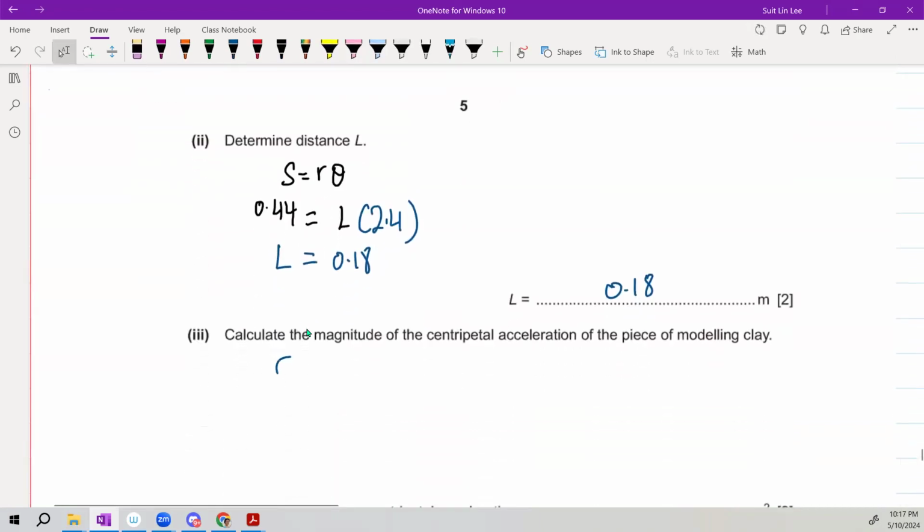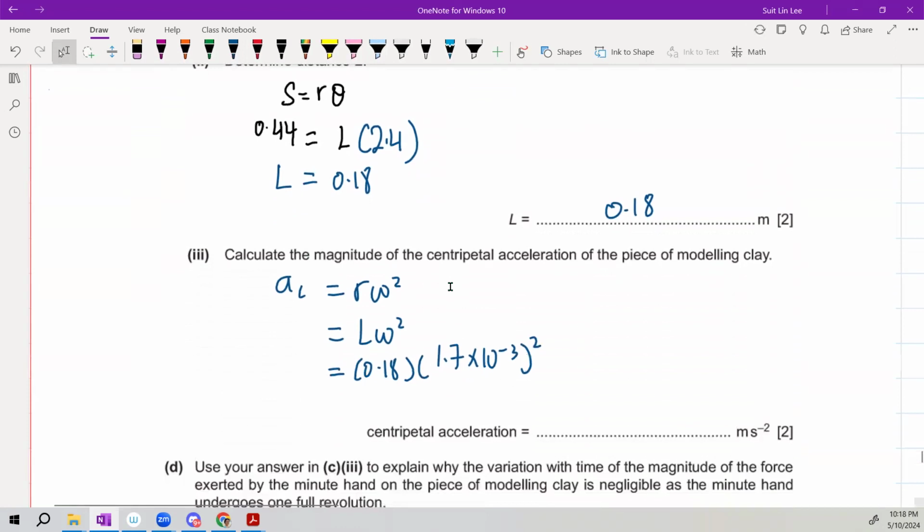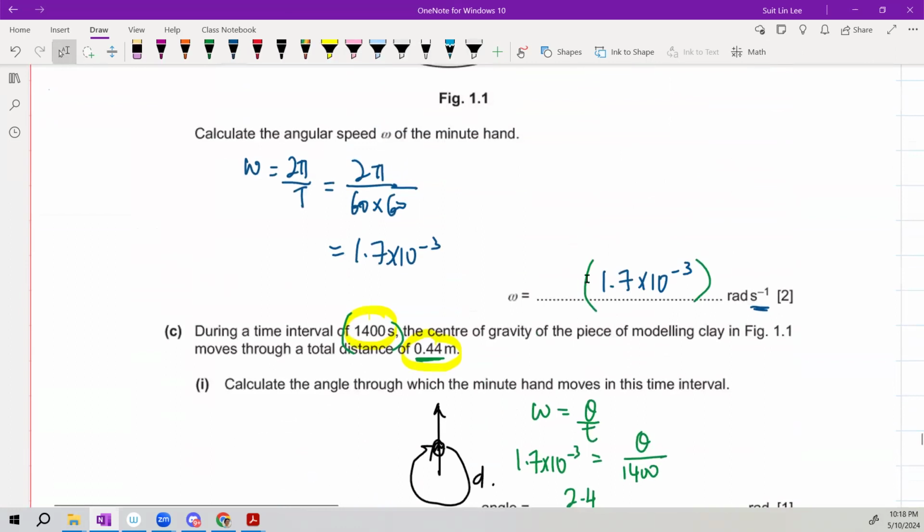Calculate the magnitude of centripetal acceleration. a_c is r omega squared. I use this mainly because I have the value of omega already. Always show the substitution. Omega is 1.7 times 10 to the power negative 3, squared. So this one, if let's say you want to put more SF, it is recommended. So normally what I'll do if I'm writing the answer, let me calculate this.